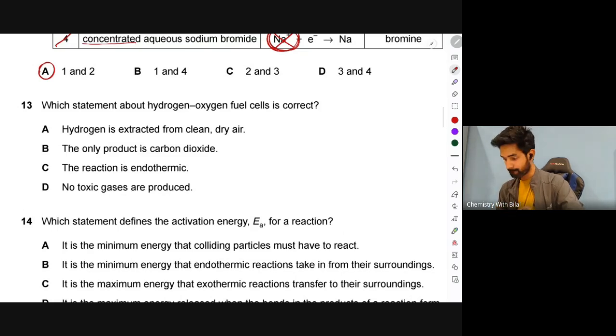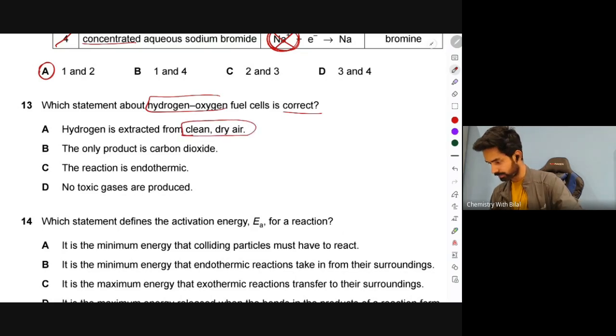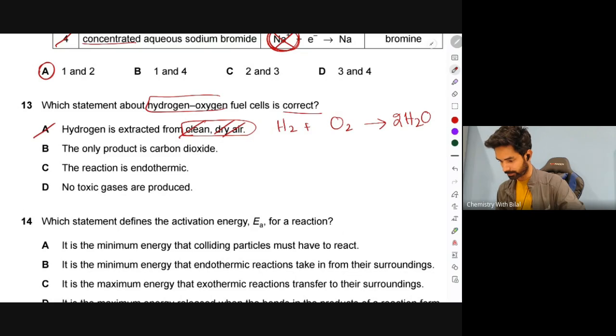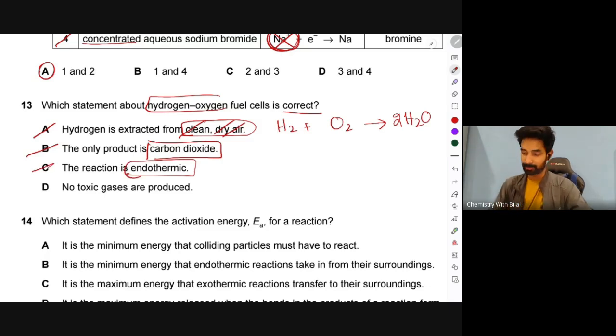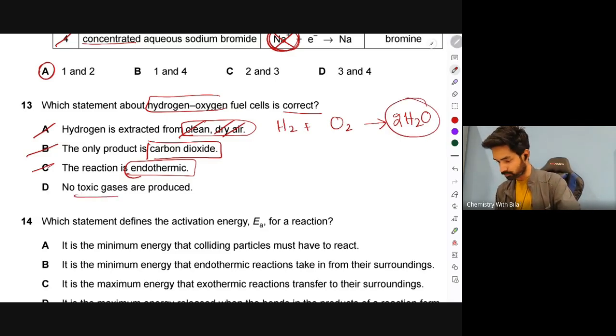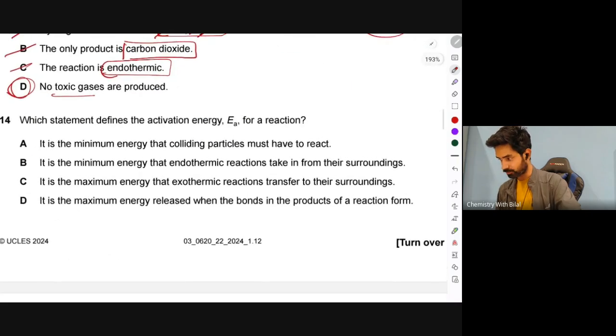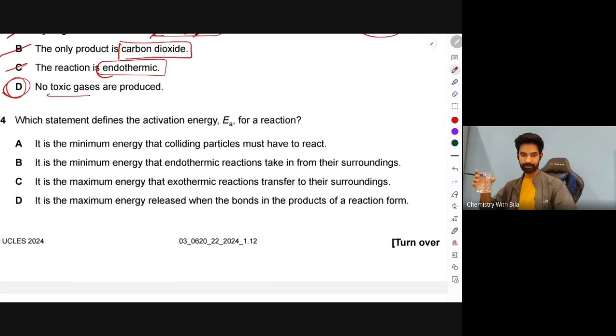Which statement about the hydrogen oxygen fuel cell is correct? Let's see. Hydrogen extracted from clean dry air. What is the source of hydrogen in a hydrogen oxygen fuel cell? One is electrolysis and also the cracking of hydrocarbons. It is not from clean dry air. Where would hydrogen come from in air? The only product is carbon dioxide. No, it's only water. The reaction is endothermic. Then why do we do it if it is endothermic? We need energy, electrical energy, since it is a redox reaction. Loss and gain of electrons are involved. So no toxic gases are produced. A clean source of energy. No toxic gases are produced. Water is the only product of this reaction. Okay.